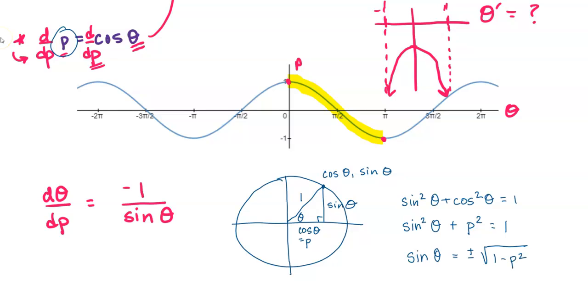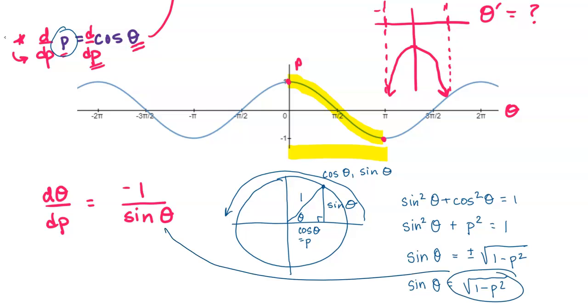We can do even a little bit better here if we remember that we've restricted theta to having to be between 0 and pi. And if an angle is between 0 and pi, its sine, the y-coordinate, is positive. So in fact, we know that the sine of theta has to be the positive square root of 1 minus p squared. So we can replace sine of theta with the square root of 1 minus p squared. So we have what we were looking for here. d theta dp is negative 1 over the square root of 1 minus p squared.